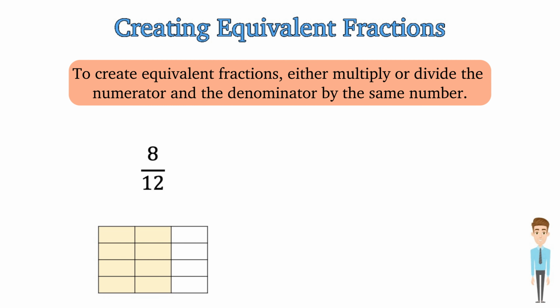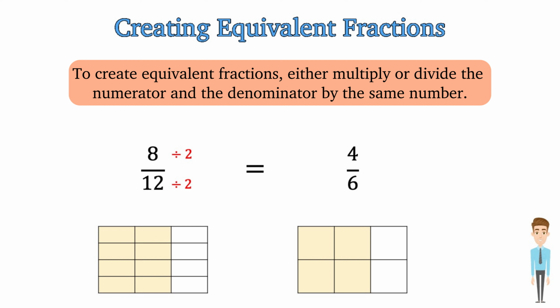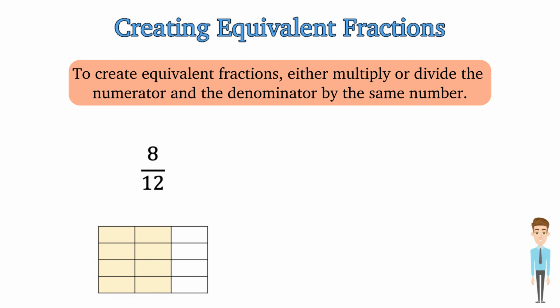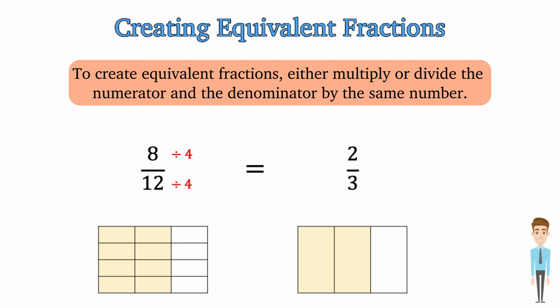Now let's make equivalent fractions by dividing. Working with the fraction 8/12, we can divide both top and bottom by 2, giving us a new equivalent fraction, 4/6. Going again, we could also divide top and bottom by 4, giving us another new equivalent fraction, 2/3.